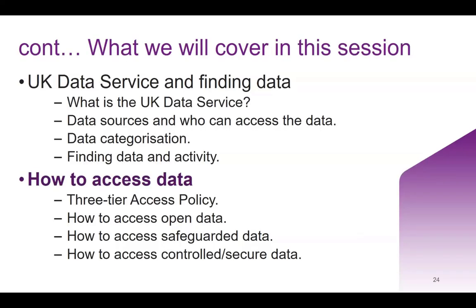Excellent. So what we will cover on the next part is, we have seen some information on how to find the data. Now we will move on to the information on how to access the data. We will go through the three-tier access policy, and we will see examples on open data, safeguarded data, and controlled data.